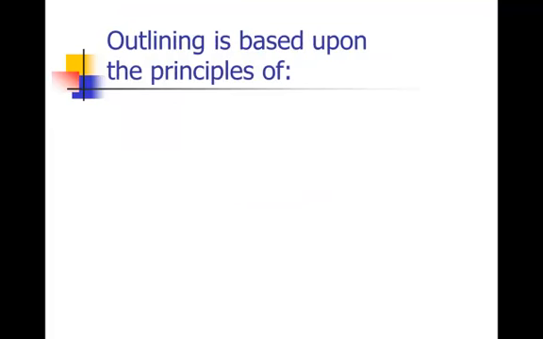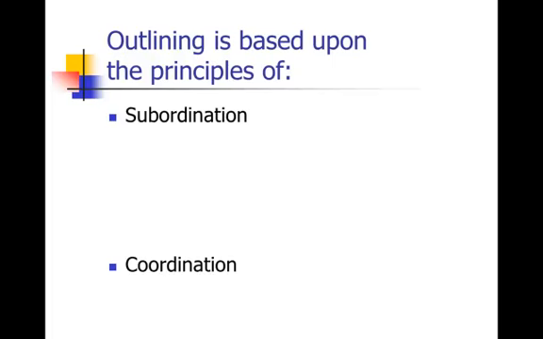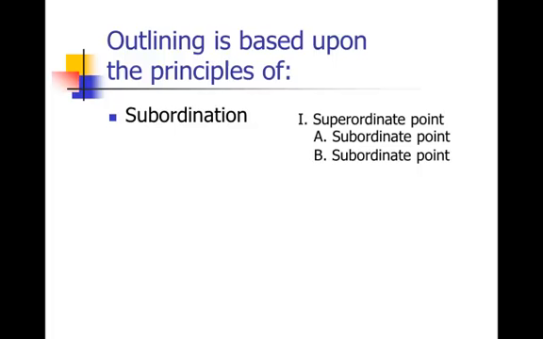It helps if you understand that outlining is based upon two principles, subordination and coordination. The concept of subordination says that not all points are created equal, that you would have a Roman numeral 1 that might be your main point, and underneath that you have subpoints. They are lower than that. They're still important, but they're not as important as the superordinate point. That's the point above them.